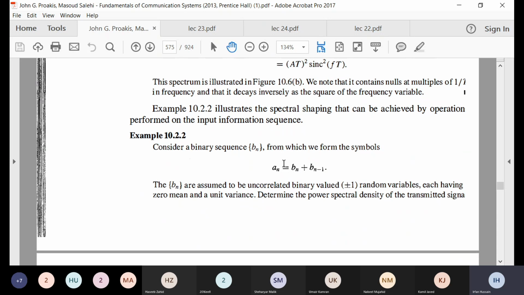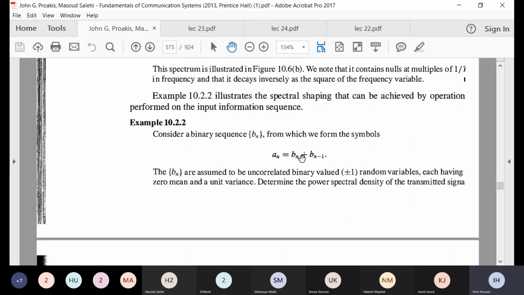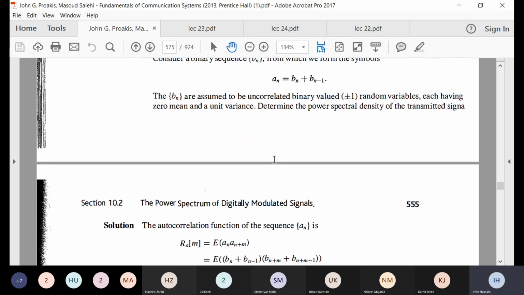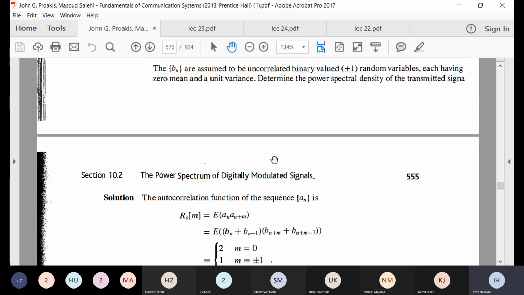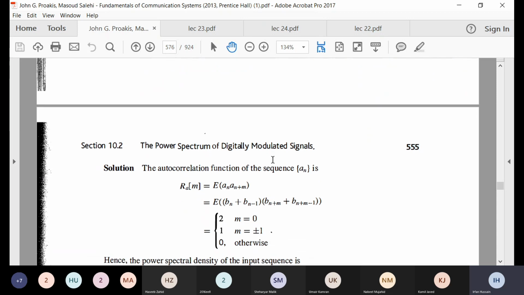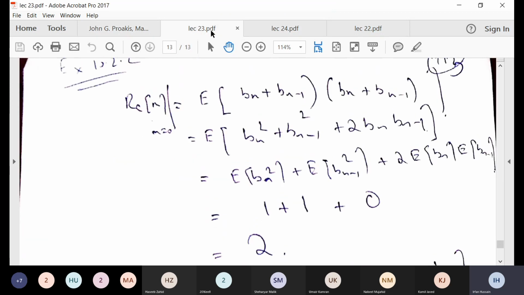Now let us see the binary sequence. So he says the binary sequence are this, where B and minus 1 are uncorrelated. Okay, and the An sequence is actually sent. So we need to find the power spectral density of the transmitted signal. So first of all, we need to find the power spectral density of the sequence. So first we find the autocorrelation of the sequence. You have this thing, and again the steps are missing as usual. So no problem, we will cover it like this.